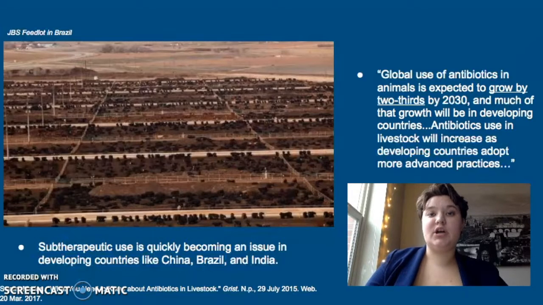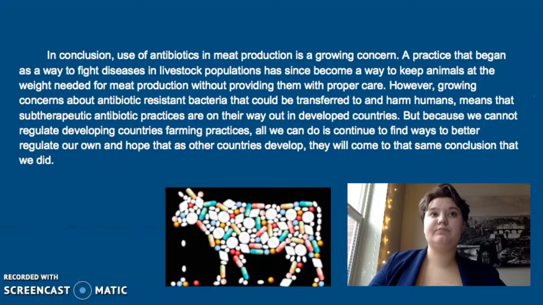Antibiotic use in livestock will increase as developing countries adopt more advanced practices. In these countries, antibiotics are beginning to be used with livestock as they used to be used in countries like the US and Europe. But how can we regulate livestock practices in other countries? Short answer, we can't. The only thing we can do is focus on continuing to find ways to regulate antibiotic use in the US without banning it completely.